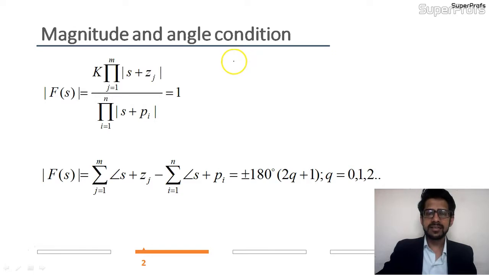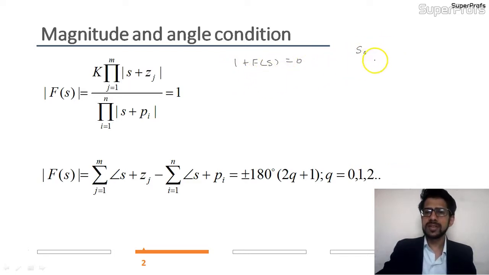Consider we have a particular transfer function characteristic equation as 1 plus f of s is equal to 0. Now, values of s which satisfy this equation will form the root locus. For any value s naught to satisfy this equation, it must satisfy the magnitude condition. Now, what is the magnitude condition? We can see by rearranging this equation.